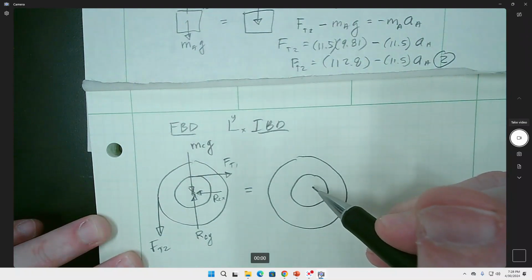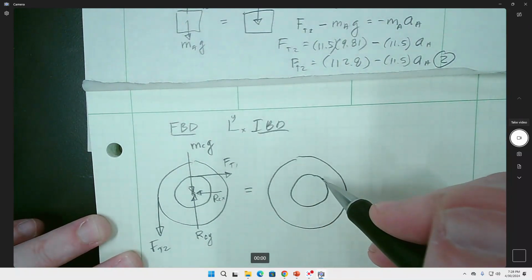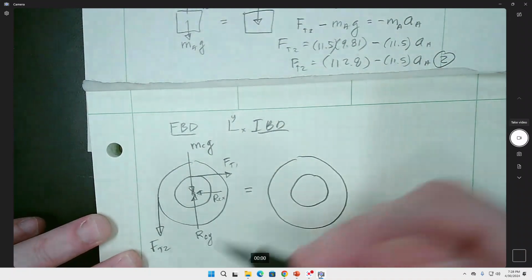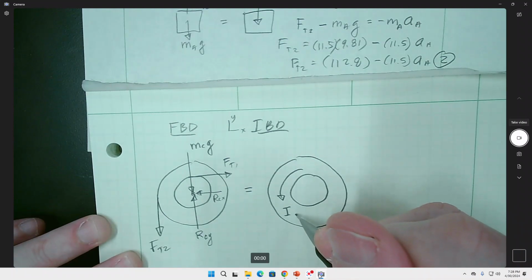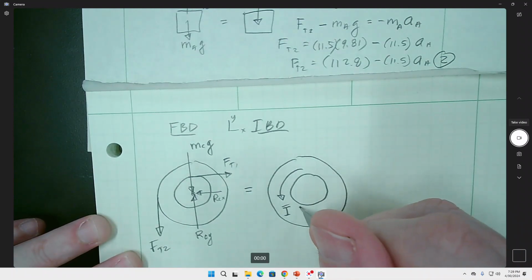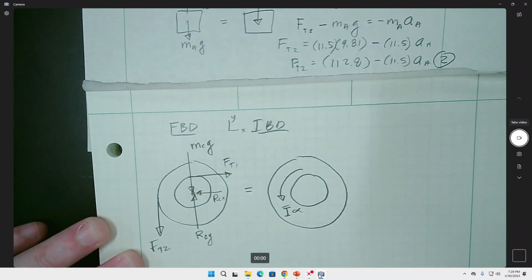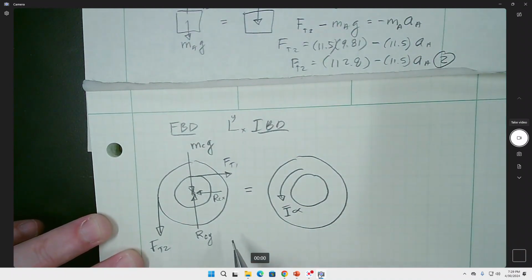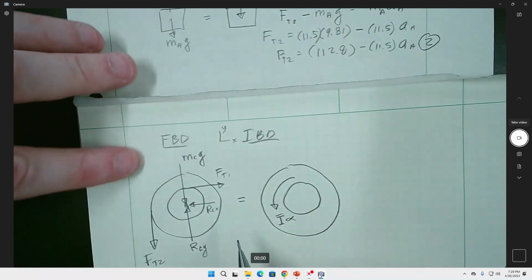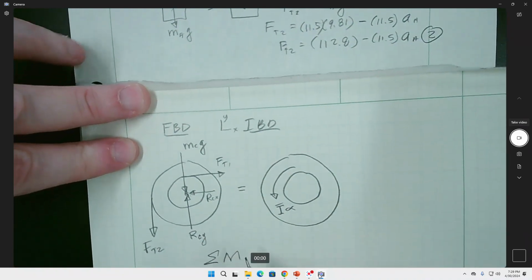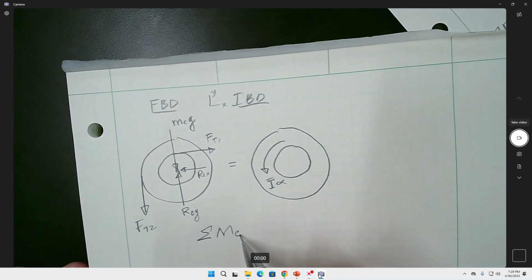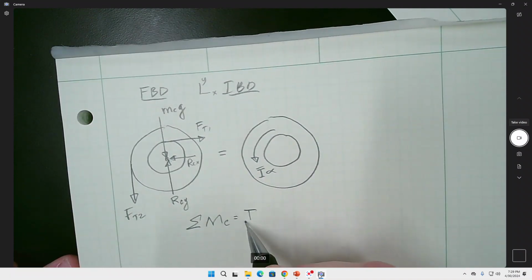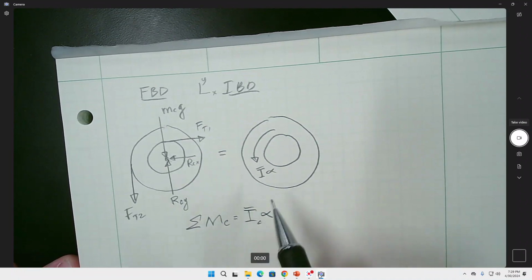So over here, we don't have any translation, and we're pretty sure that A is going to go downwards. So let's go ahead and make that assumption. I'll just call it I, and we're going to call it alpha, because there's only one alpha, so we don't have to give the subscript. So all we have going on here is the summation of moments about C, which is going to be equal to I alpha. And this is I about C, so I didn't write it that way, but that is.